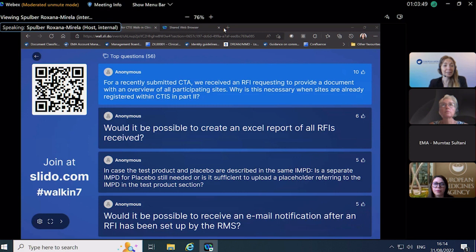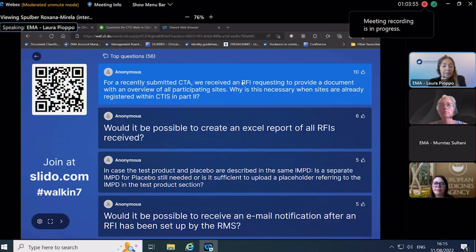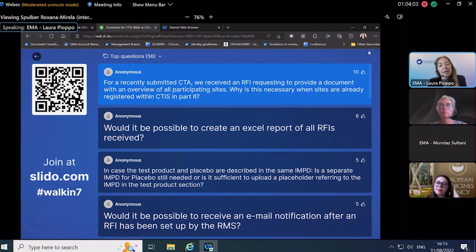Thank you. This is another very practical question that has been raised. Indeed, it would seem that there is no need because the authorities have access to the dossier and they can easily see, navigating in Part 2, the list of the sites for the member states. So it might be a training issue, a matter of being more familiar with the system functionalities and how this would be displayed.